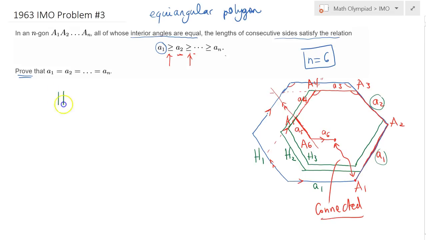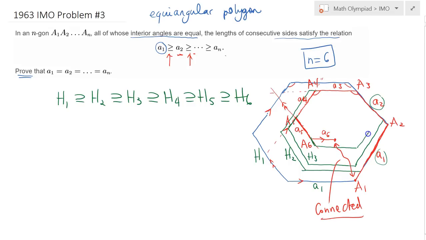So H1 contains H2, containing H3, and so on. So we have this sequence of hexagons. Does that make sense? And at the innermost we will have H6, right? H4 will be this one. H4 will be slightly smaller than H3, so it will be something like this. We'll draw a parallel line here, and then this one, so that would be H4, and then H5 will be like this.